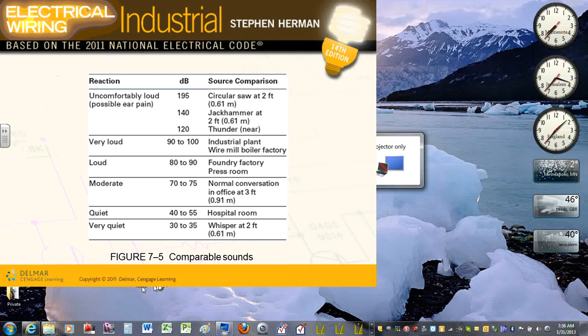So look at jackhammer, 140, 120 thunder. Very loud, industrial plant. If you're in an industrial plant, that's loud. Loud is a press room, foundry, factory, these are loud. So probably at around 90, you start having ear protection. Moderate, 70 to 75, that's normal conversation. So where's Chad now? Where do you put me, guys? Between 70, am I 70, 75, or 80? Loud, am I like a press room? Okay, so right probably around 70, 75, normal conversation.